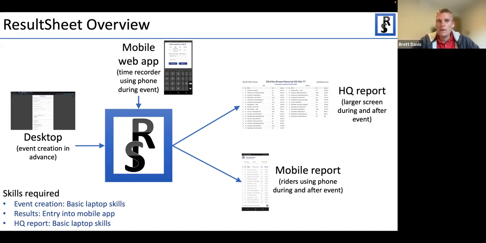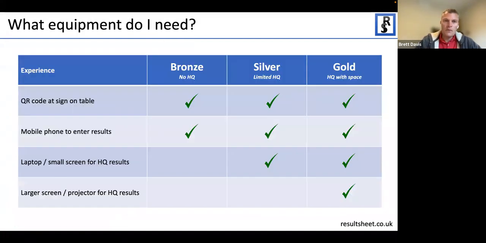So there are 3 scenarios really for types of ResultSheet events, depending on the type of event you're running. I call them bronze, silver, and gold. We've got some clubs that run the time trials literally out of a lay-by, which is fine. And all they do is they've got the QR code, which is the link to the live results, printed out on their sign-on table. So as a rider, you come in, you sign in, you point your phone at the QR code, and that's it. That's all they need. They've got nowhere else to project.